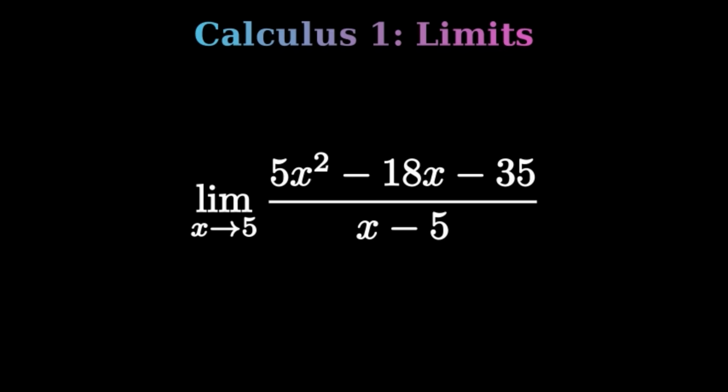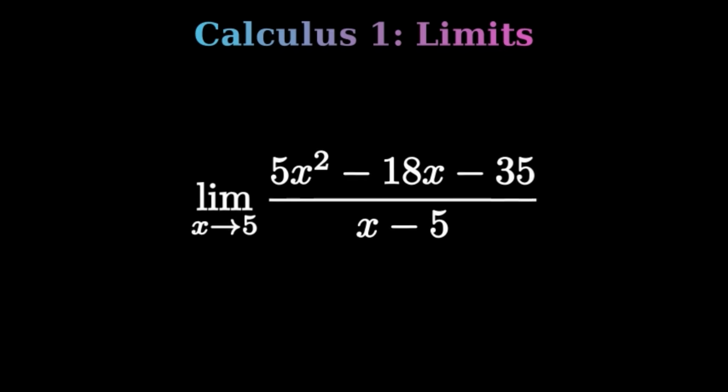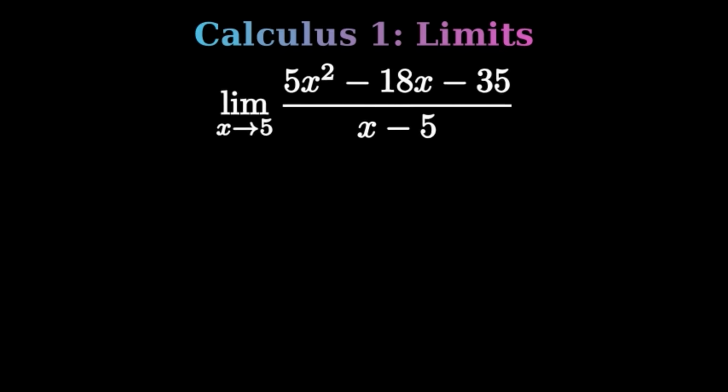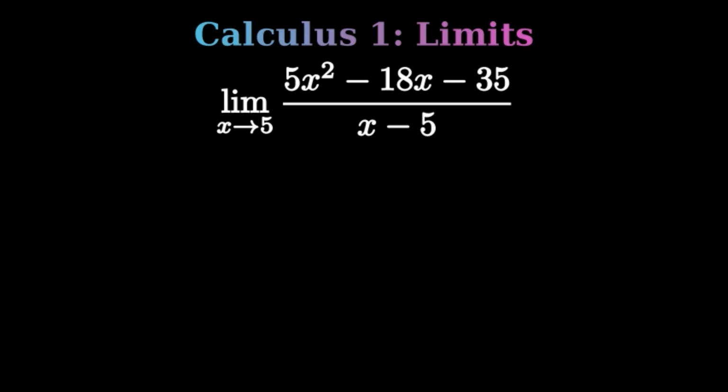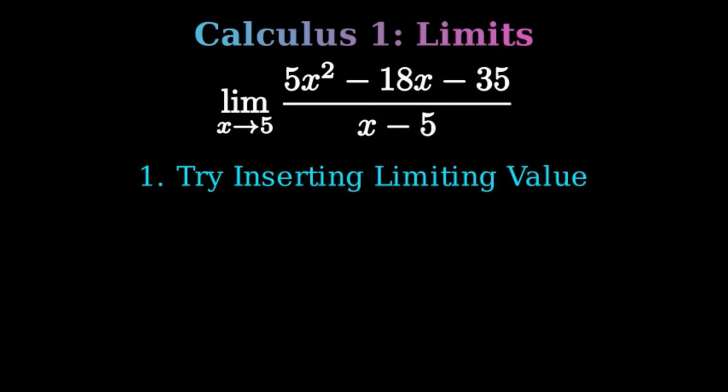Okay, so the first thing you're going to want to do is try to insert the limiting value. The limiting value in this problem is that 5 under the lim next to the x. You're going to try to put that in place of all the x's to see if we get some kind of numeric value. So basically everywhere you see an x, plug in that 5. Well, what does that look like?